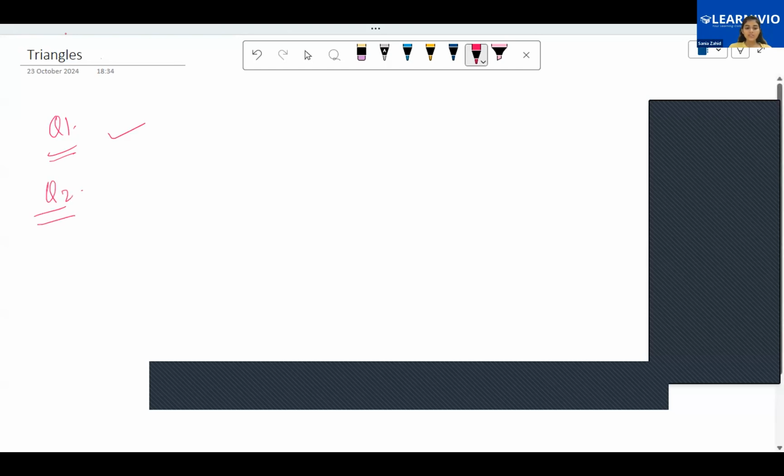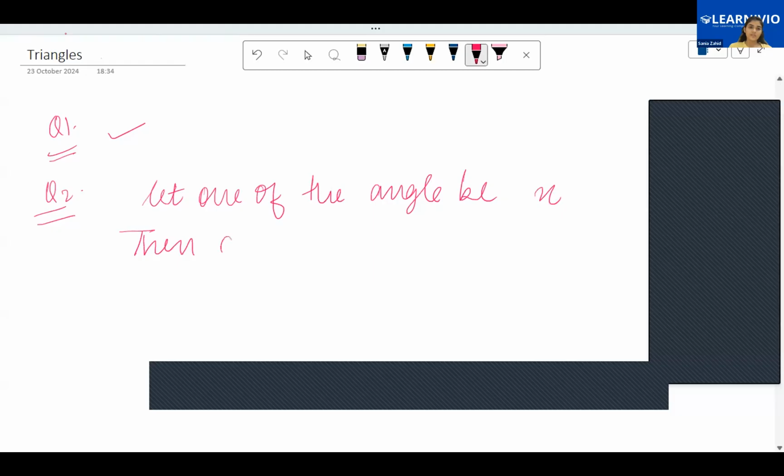In question number 2, we had among the supplementary angles, the measure of the larger angle is 44 more than the measure of the smaller angle. So let's assume we have two angles. Let's assume the first angle is x, then the other angle is 44 more than the other angle. So 44 plus x.